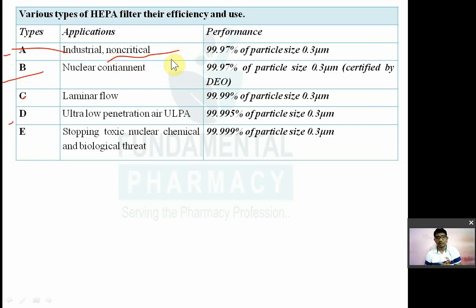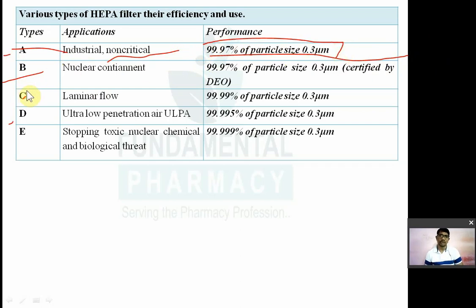Final aseptic filling, that is a critical operation. Industrial ones are used in the industry for non-critical operations. And what are the type A HEPA filters? Efficiency: they are efficient in removing 0.3 micron particle size, that is 99.97%. They are used for non-critical operations.